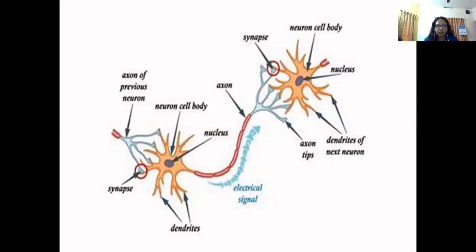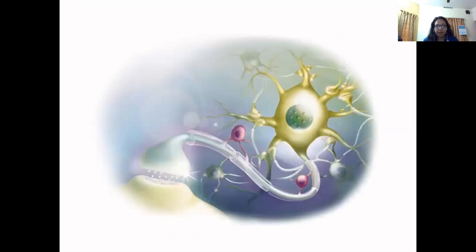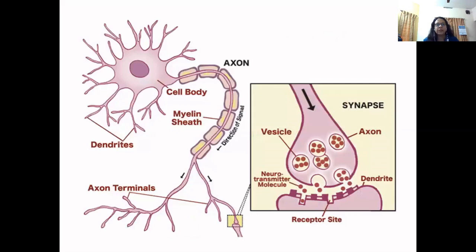So here you can see one neuron is connected to another neuron, and here it is shown in red color, the synapse. This is another picture in which you can see the synapse region. And here the synapse is very clear. And what happens in the synapse? A synapse is like a junction between two neurons.